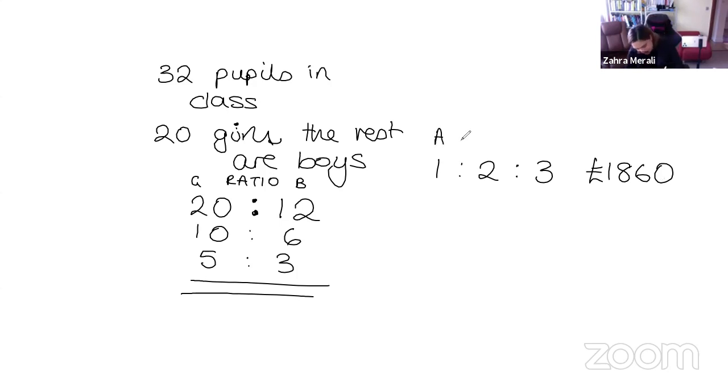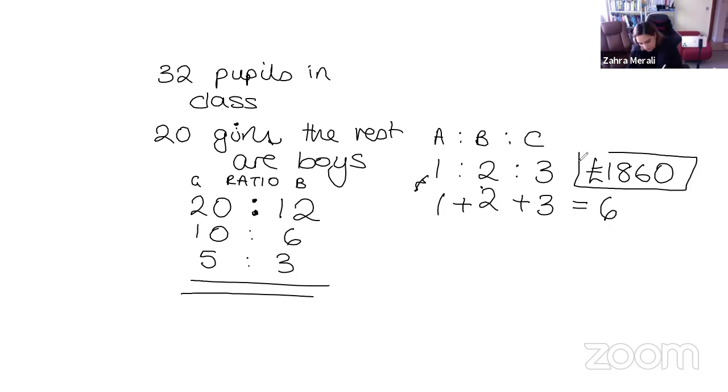So each of those bits of the ratio count as bits. So person A has 1 bit, person B has 2, and person C has 3. So all together, we've got 1 plus 2 plus 3, which is 6. There's 6 parts to this. This is the total, which matches up to those 6 parts. What we're going to do is take the total, divide it by 6, and that's going to tell us how much one part is. So 1860, and we're dividing it, remember, we can write it as a fraction because we're going to assume this is non-calculator, by 6.